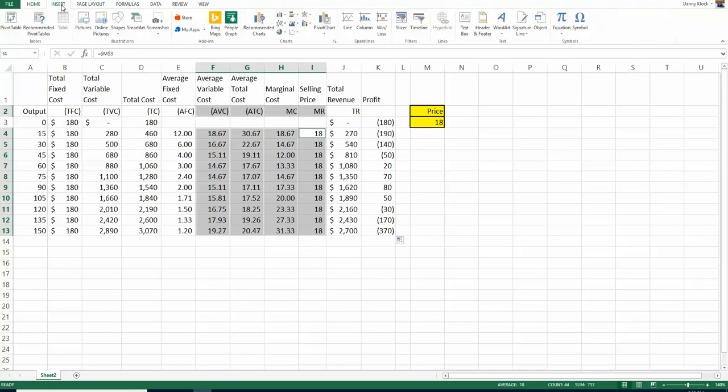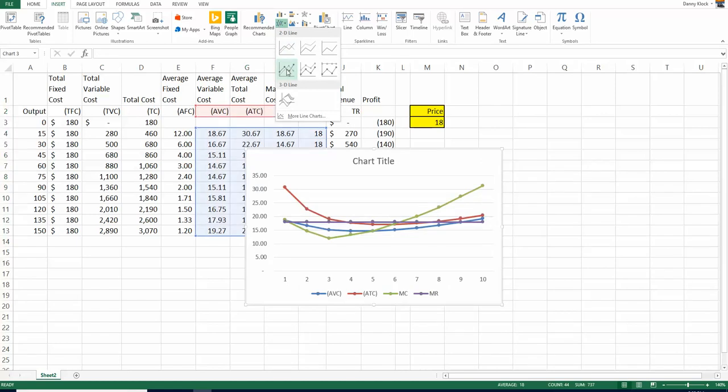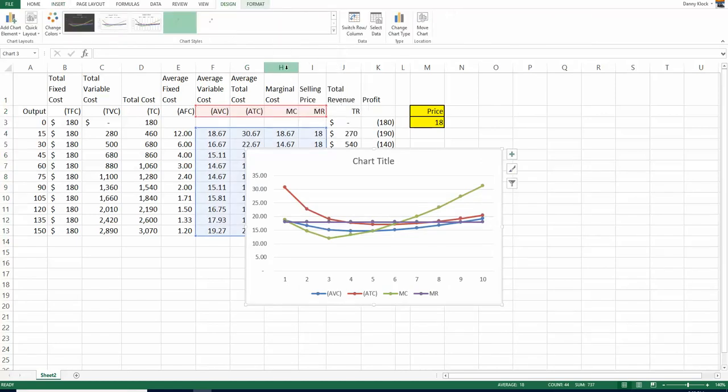So insert over here, I'm doing a line graph. I like the one with the little dots on it, and there's my graph down below. So I'm just going to click here. It looks beautiful. So let's clean it up a little bit here. First, let's put the output down here on the x-axis.